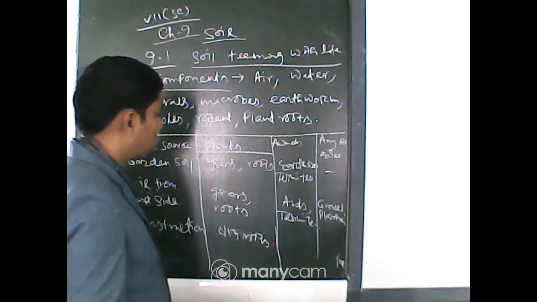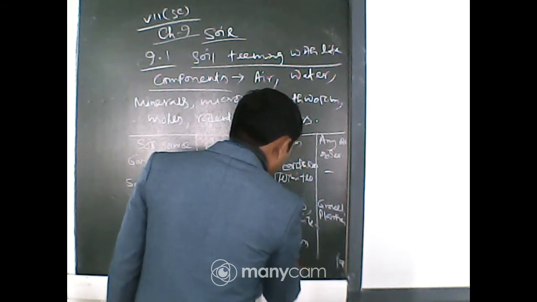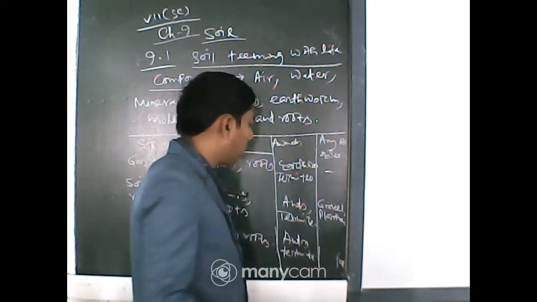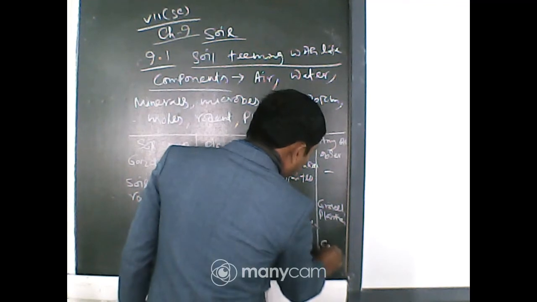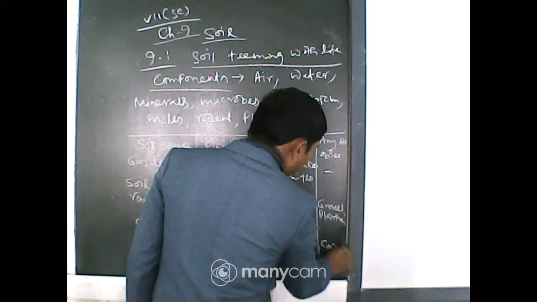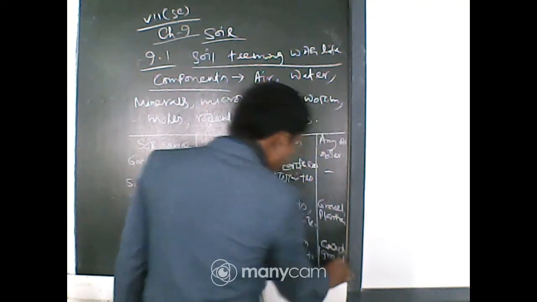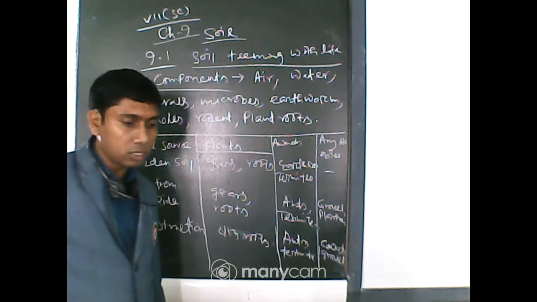Dry roots. Animals: ants, termite, earthworm may also be there. Any other observation? Here concrete, broken pieces of concrete, gravel may be there in the constructed area. Completed up to this?